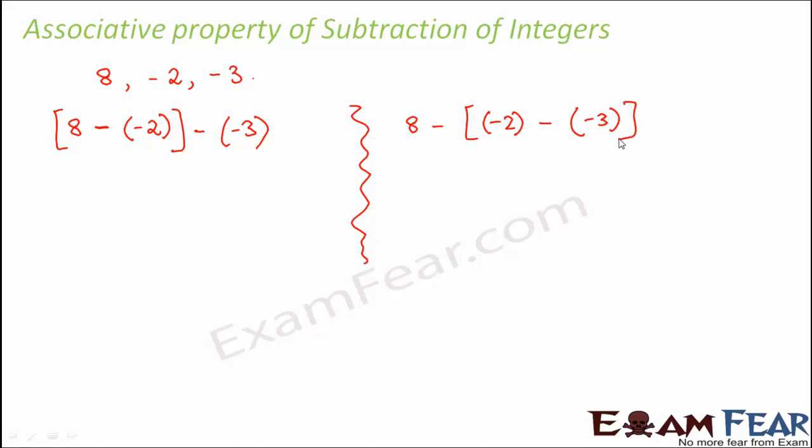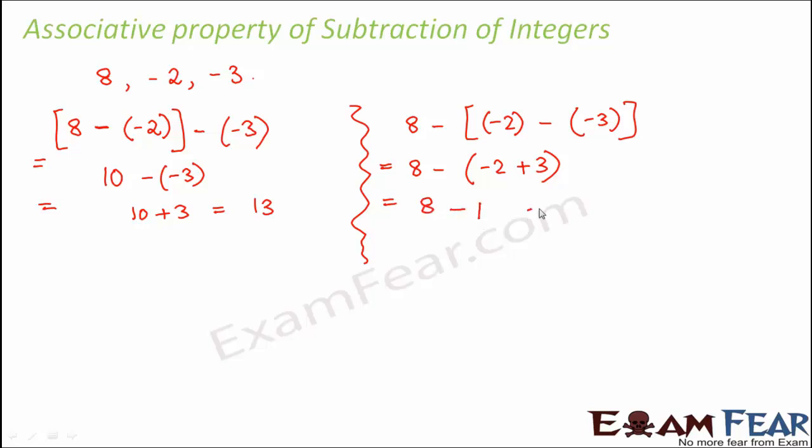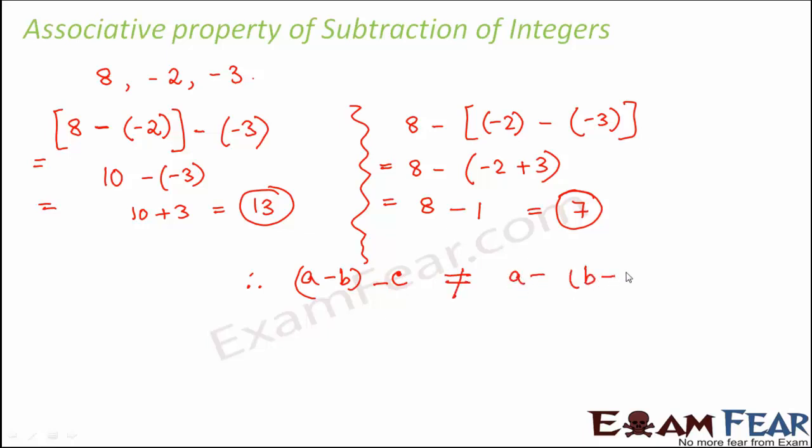And let's compare the results. Here 8 minus minus 2 would be 10, minus minus 3. So this would be equal to 10 plus 3, which is equal to 13. And in this case, this would be 8 minus minus 2 plus 3, so this would be equal to 8 minus 1, which is equal to 7. So here we get the result as 7 and here the result is 13. So both of these are not equal and therefore we can say that a minus b minus c is not equal to a minus b minus c.